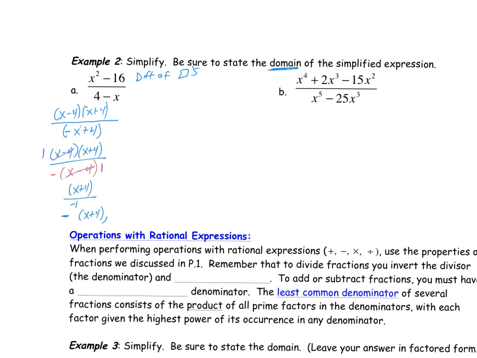When we canceled out this x minus 4, we actually changed the expression because in the original expression 4 was not part of the domain, but in the simplified expression there's no issues with 4. I can put 4 into the expression, the opposite of x plus 4, and there's no issues. So as soon as you cancel out that x minus 4 in the denominator, you need to remember to write that x is not equal to 4. We need to include that x is not equal to 4 with this simplified expression.